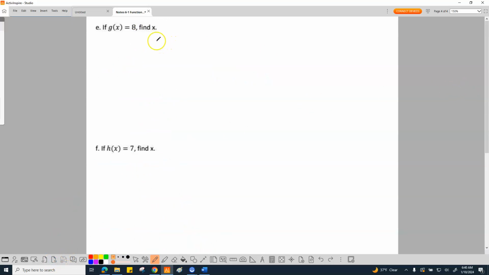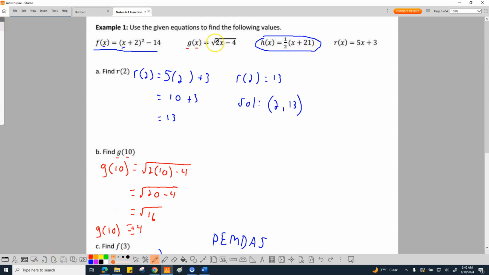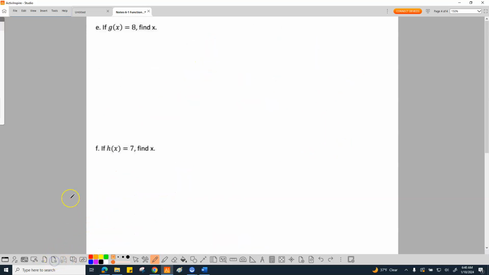Now it's telling us it wants to find x if g of x is equal to 8. Okay, let's go find g of x real quick. What is the equation? It is the square root of 2x minus 4. So g of x equals the square root of 2x minus 4.